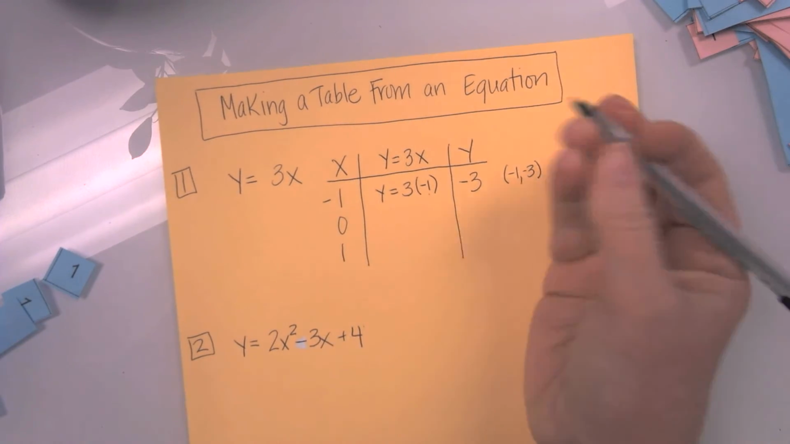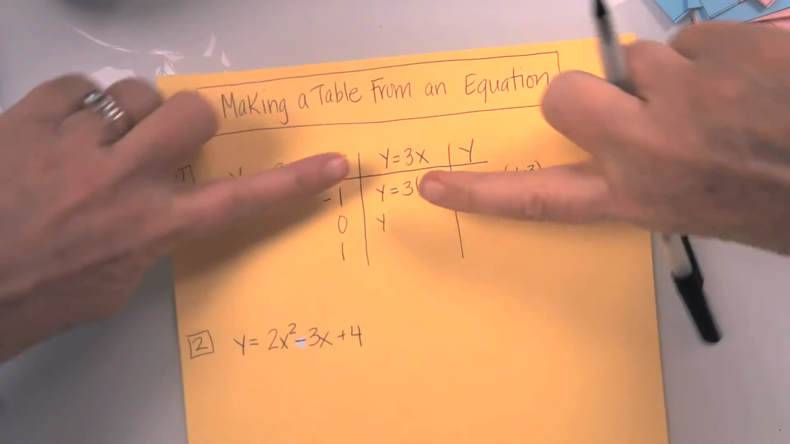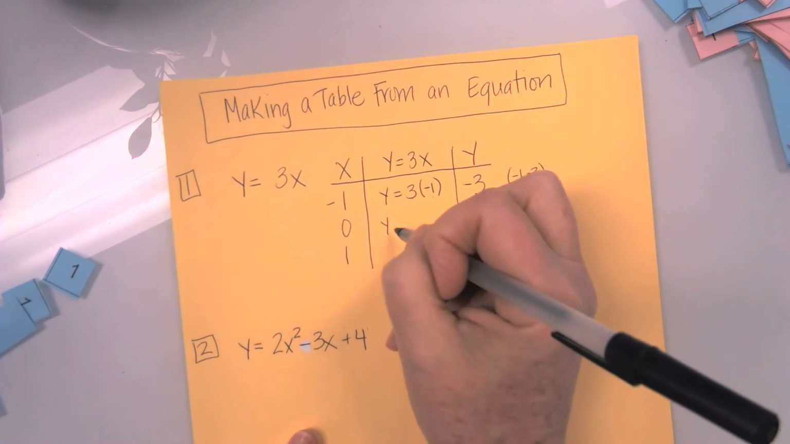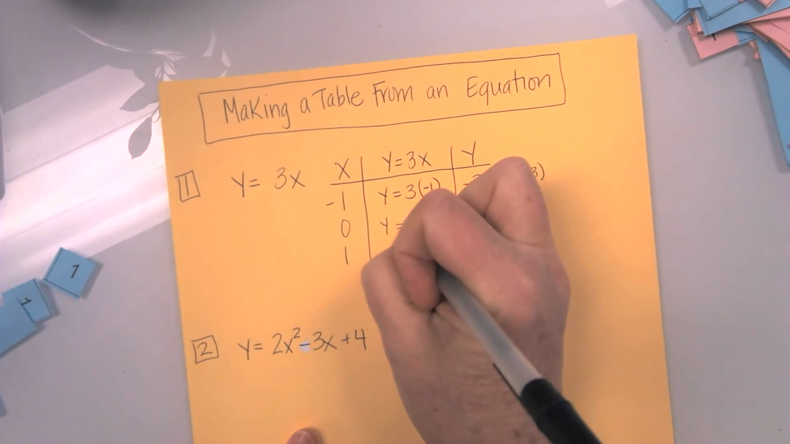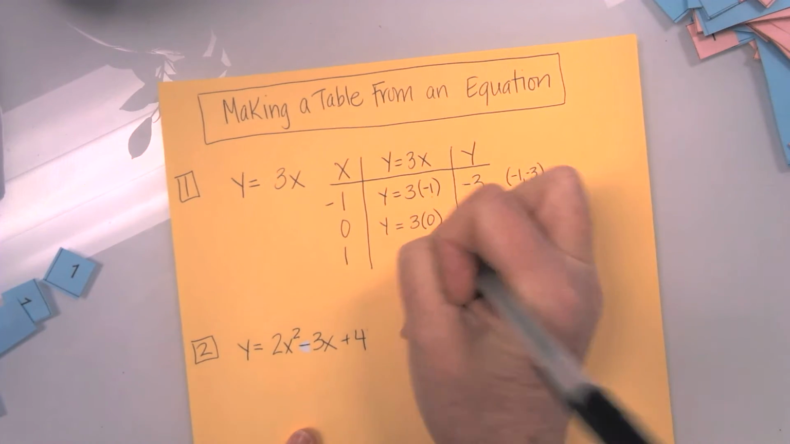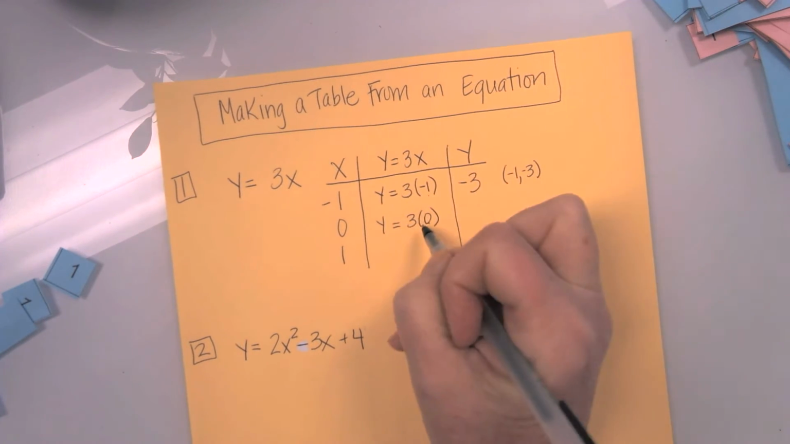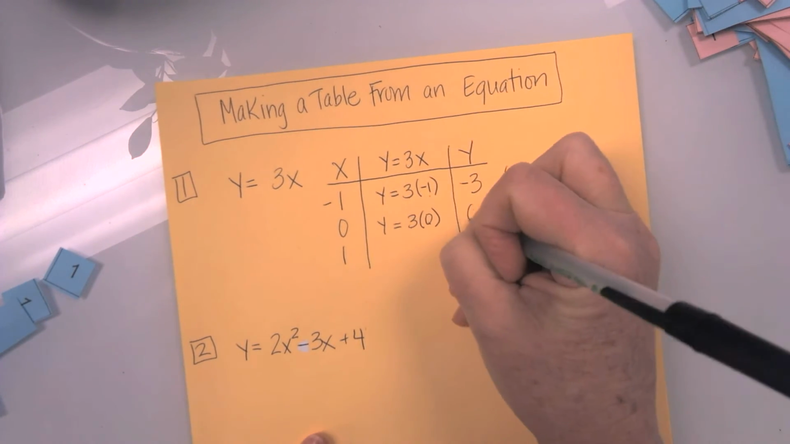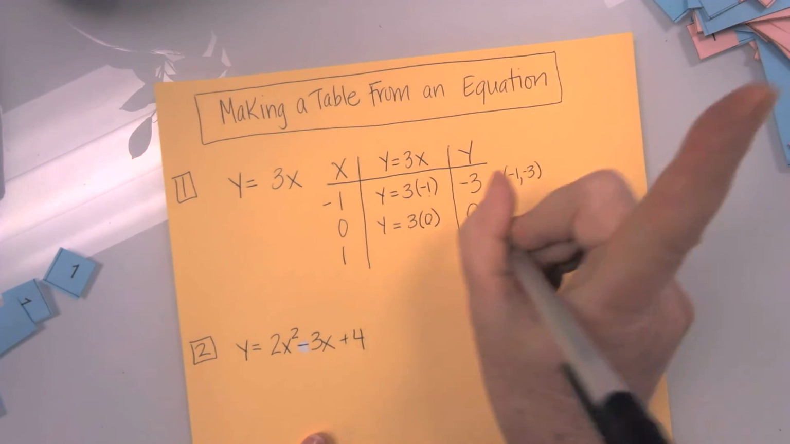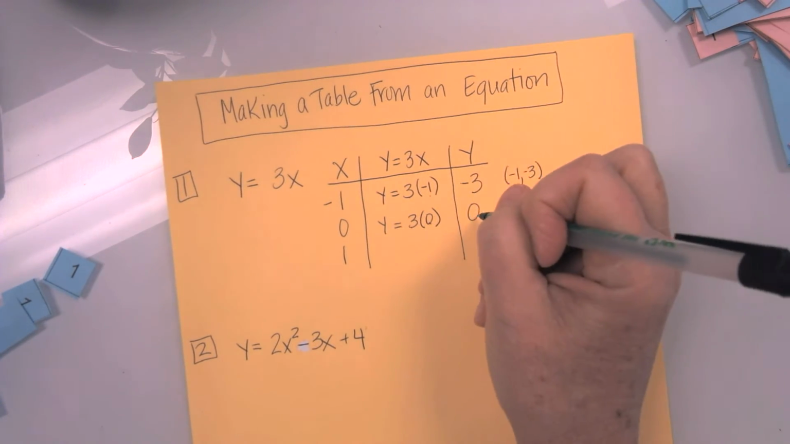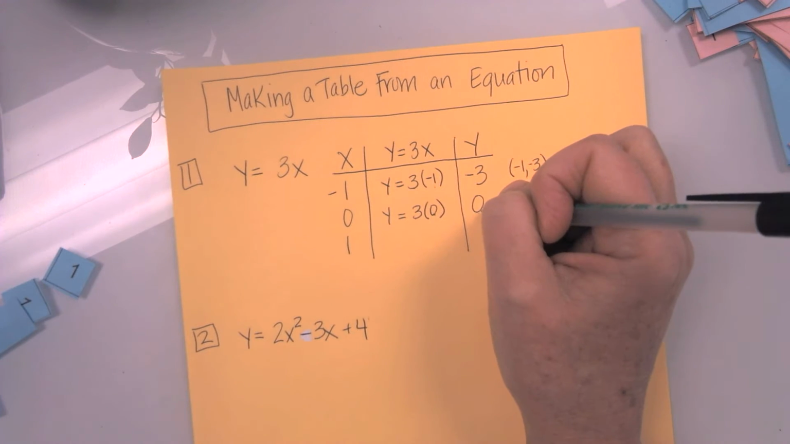Okay, let's go ahead and plug in 0. So now, you know, that one's done. So now I'm going to decide what is y if x is 0. And so I'm going to substitute in my 0. And 3 times 0 is 0. Oh, look, it stays 0. That means something. That means it's proportional. Again, we'll talk more about that later.